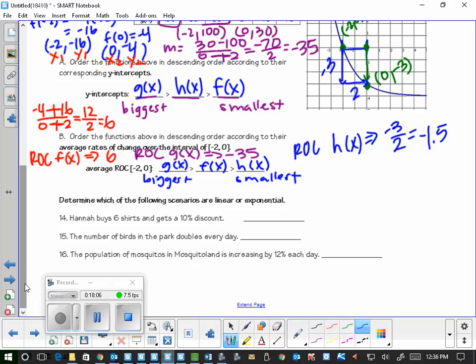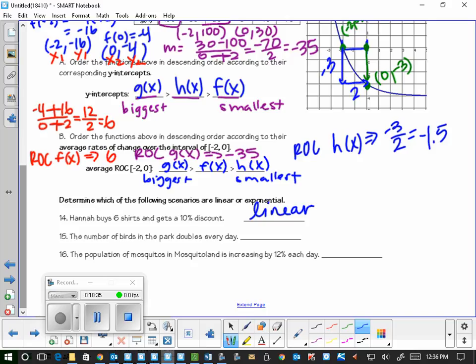All right, now I'm going to do one of these, and you're going to do the next two. Hannah buys 6 shirts and gets a 10% discount. I just want you to tell me if this is linear or exponential. So she buys 6 shirts, 10% discount. Okay, this is a percent, but how many times is she getting this discount? She's only getting this discount once, right? So it's a percent, but she's only getting it once. That means this is linear, okay?